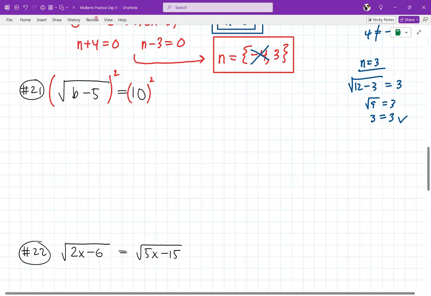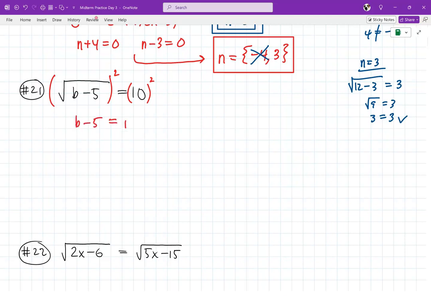Okay, so the square root of b minus 5 equals 10. I'm going to square both sides. On the left side, I just have b minus 5, and on the right side, I have 100. If I just add 5, I get b equals 105, and I'm done. See what I mean? These are easier.